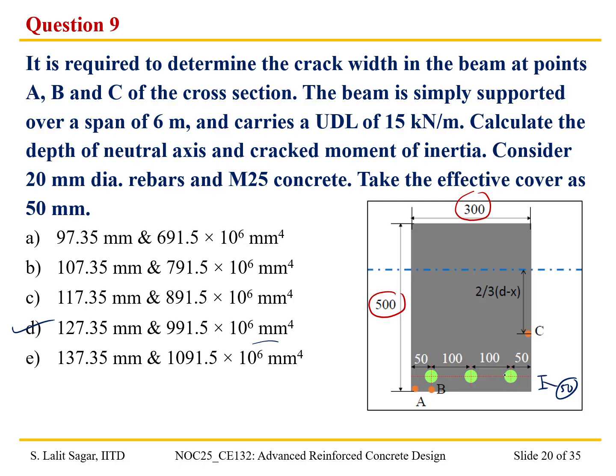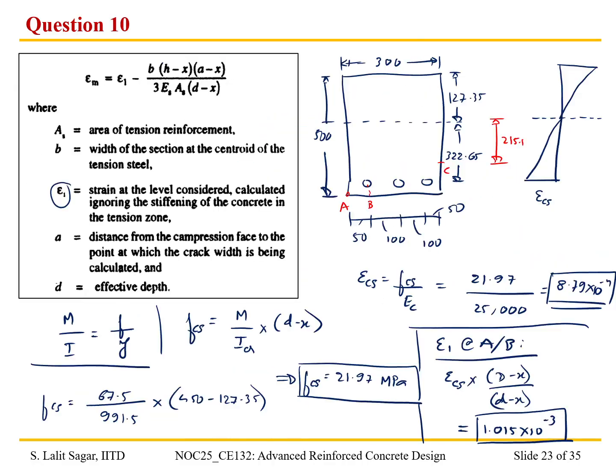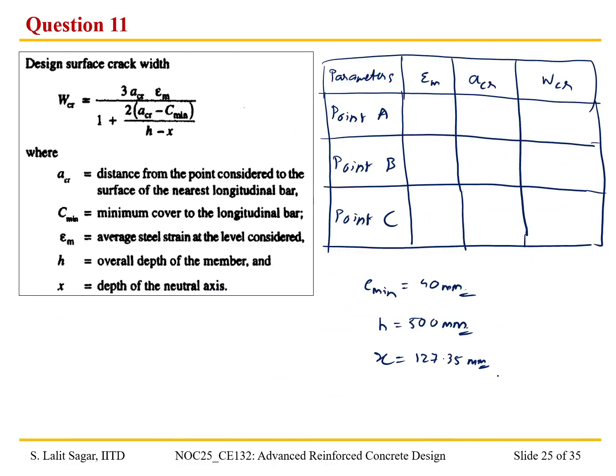Okay, and now what is the value of this ACR, right? ACR is the distance from the point considered to the surface of the nearest longitudinal bar. Okay, so we know that for point B it is 40 millimeter. Let me take a different color so we can have better contrast, right? So this ACR will be in millimeter, and this WCR also will be in millimeter. Those are the units, and epsilon m.